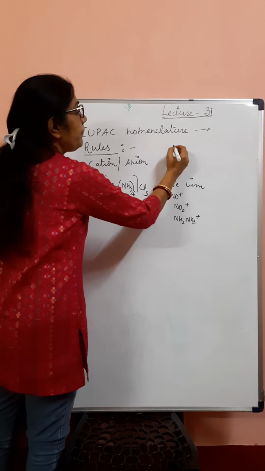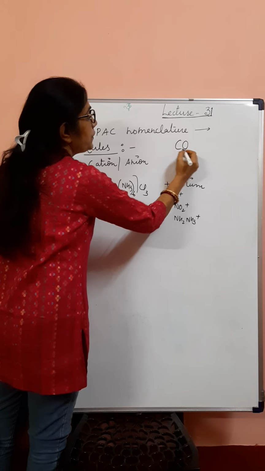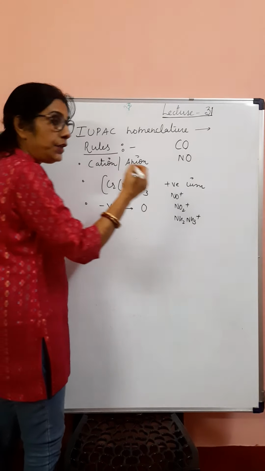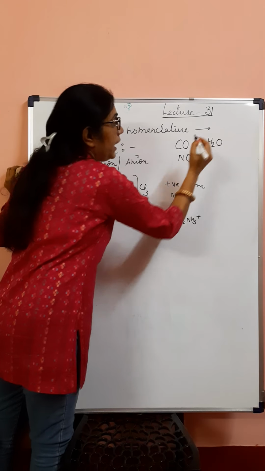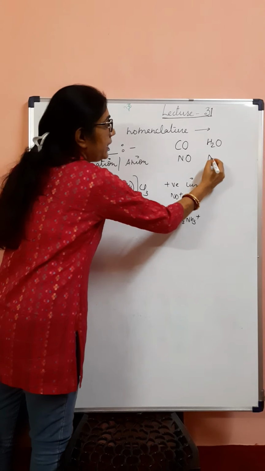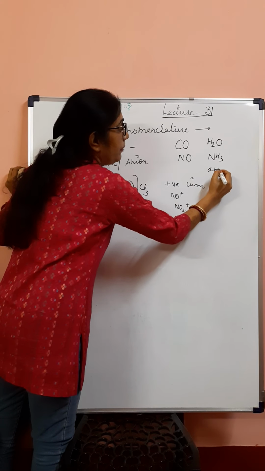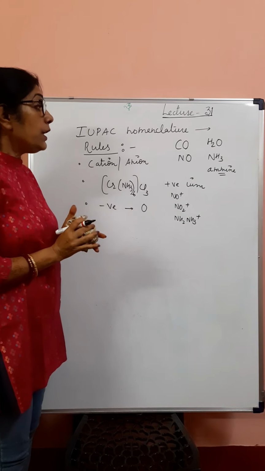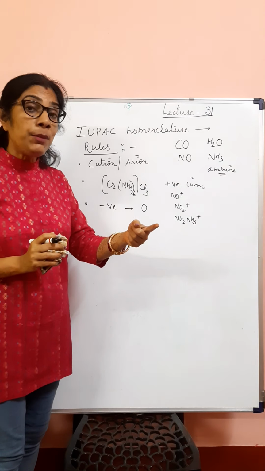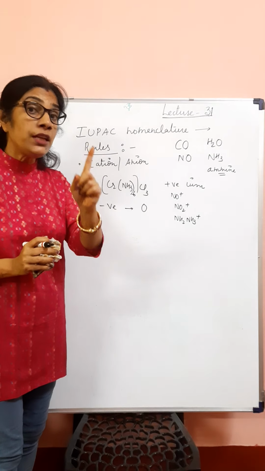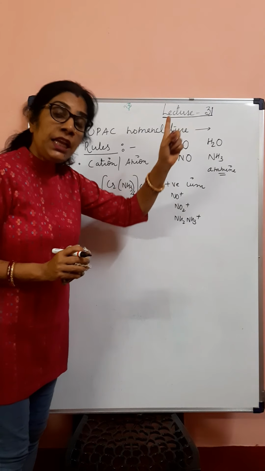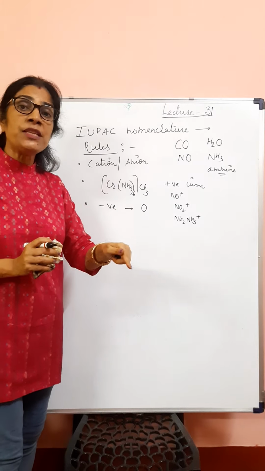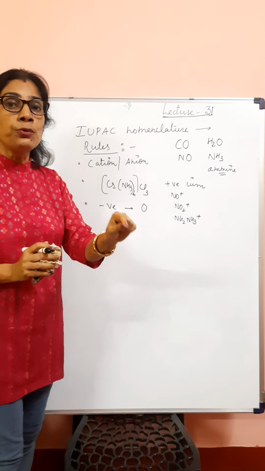But there are some specific ones. CO would be named as carbonyl. NO will be named as nitrosyl. H2O is named as aqua. NH3 is named as ammine. And just see, in ammine there would be a double m. Make note of it. For organic compounds, when we write amine, diamine, triamine, a single m is there. But for ammonia in coordination compounds, since we are writing their IUPAC names, we have to be specific even with their spellings.